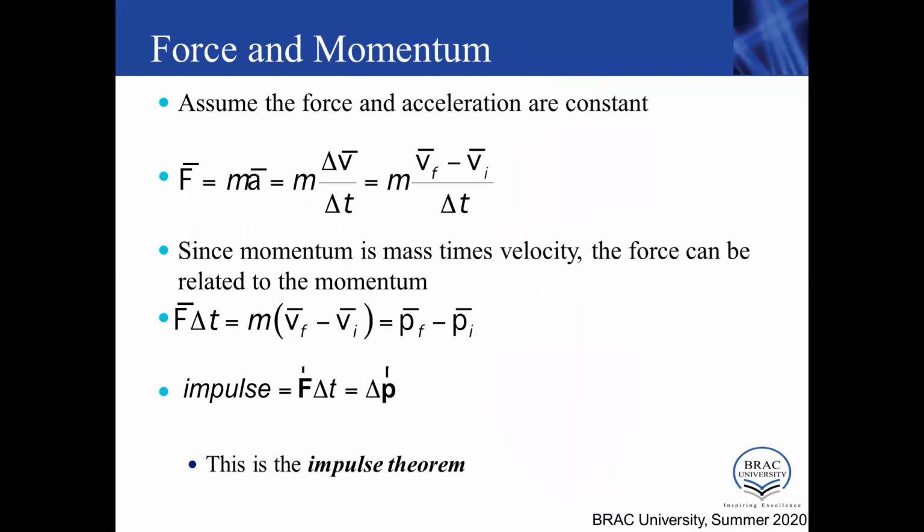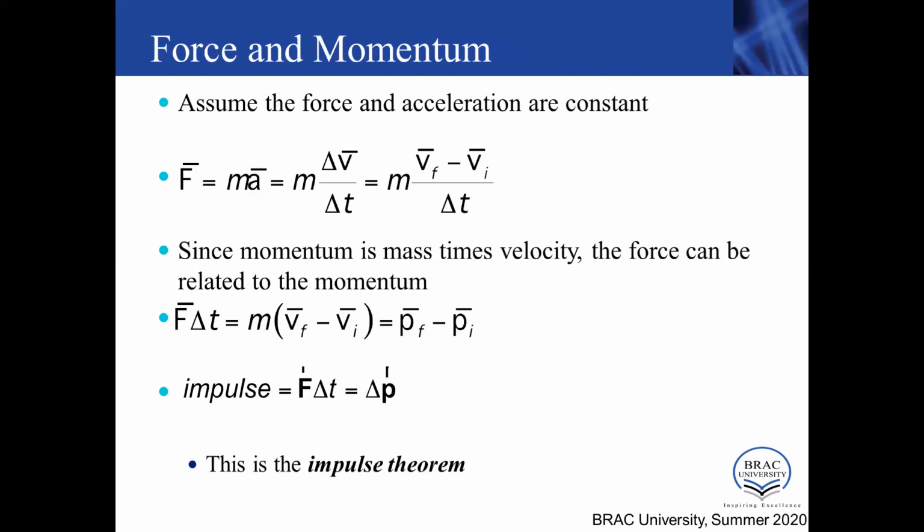Now let's see the relation between force and momentum. Assume the force and acceleration are constant. Then according to Newton's second law, the force vector is equal to ma, and according to the equation of motion, we can calculate the acceleration, which is vf minus vi divided by delta t. Here vf represents the final velocity of the object, vi represents the initial velocity of the object, and delta t represents the time interval over which the velocity changes, or during which the force acts.